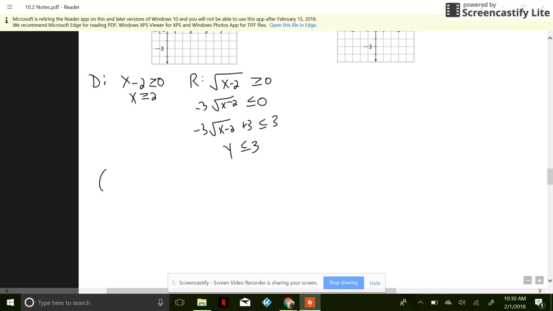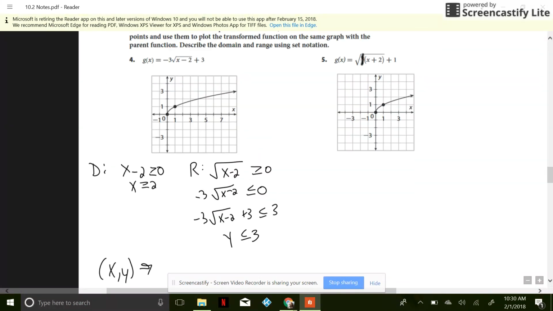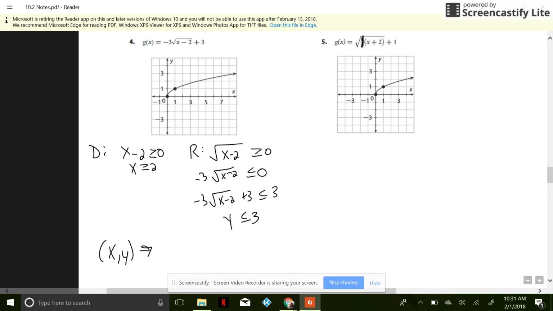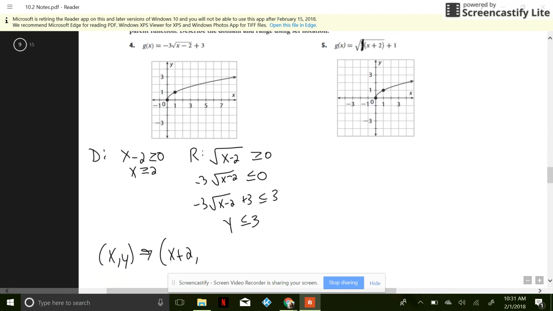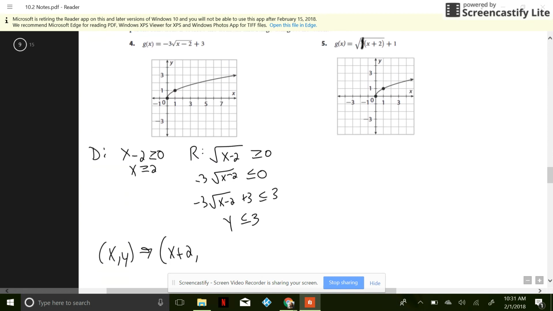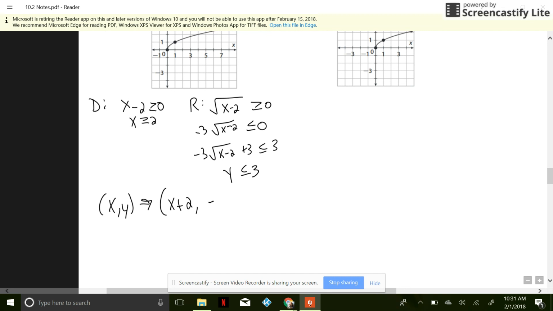Plotting our reference points, we want to see what effect our function is having on those. So looking back, x minus 2 means we're going to be shifting to the right 2, so our x values will need to add 2. Then our y values will need to multiply by -3 and then add 3.